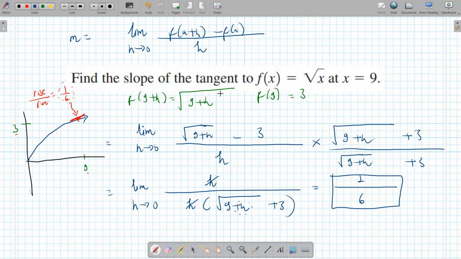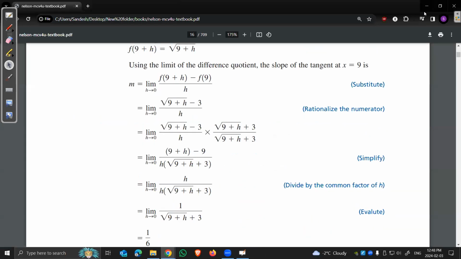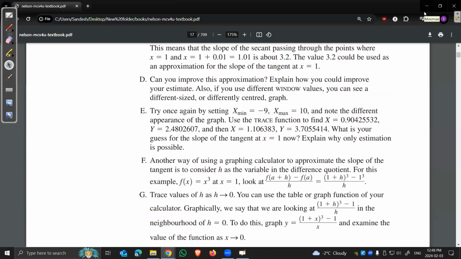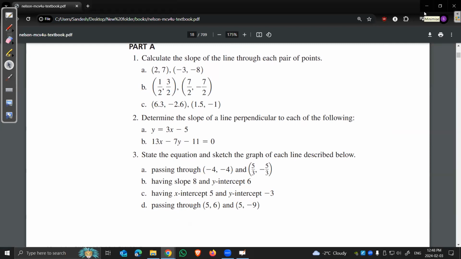The tangent line slope is also called the instantaneous rate of change, IROC. What's the slope of the line at that instant? Is this making sense?